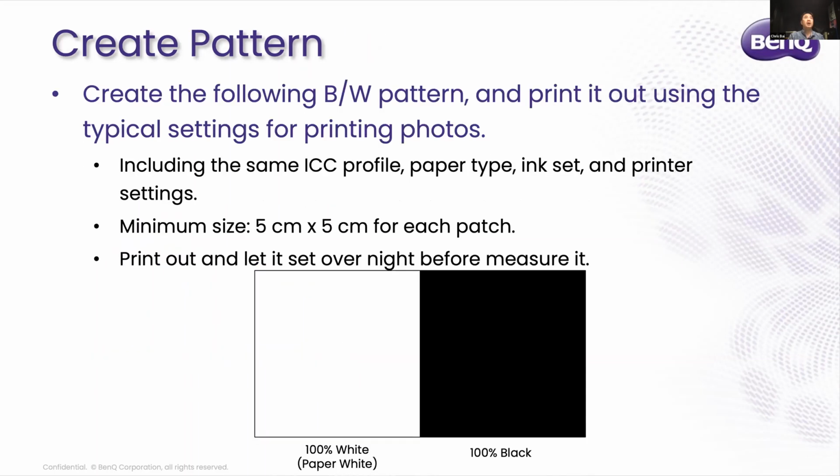Before we do anything, we need to create a black and white pattern, and we can print it out from our printer. We need to use the same ICC profile, paper type, ink set, and printer settings. Just make sure these stay the same as when you print regularly. The minimum size is 5 by 5 centimeters for each black and white patch.